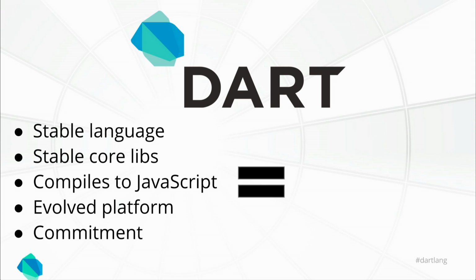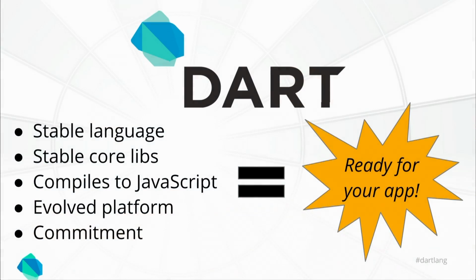So to sum it up, what's the main takeaway? Well, Dart, we've got a stable language now. We have stable core libraries. Dart compiles to JavaScript and runs across modern browsers. And it's really been an evolved platform now. We've been out for, what, almost 2 years, 1.5 years? A while. We've gotten tons of feedback from external developers, internal customers, external customers. They've been telling us what they like, what they don't like. We put that all in. And so what you see today is a nice evolved platform. And Google is committed to Dart. We have internal high priority projects using Dart. So Dart is ready for your app. That's the main point here.